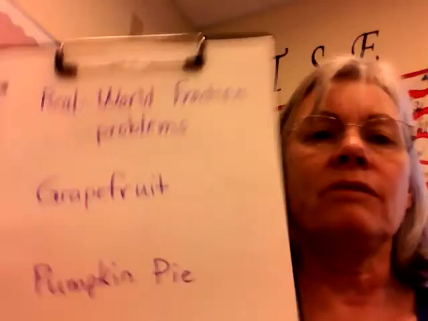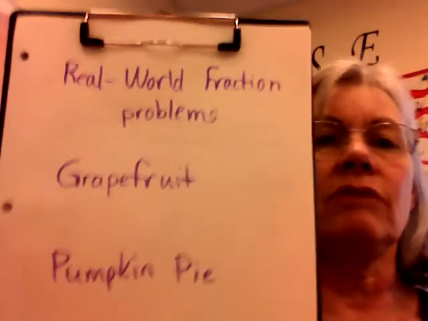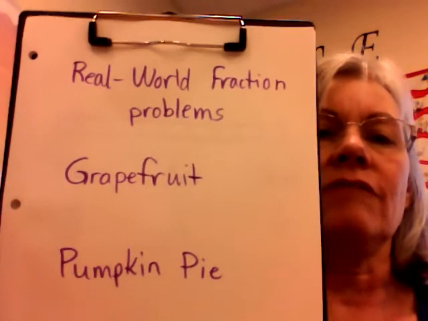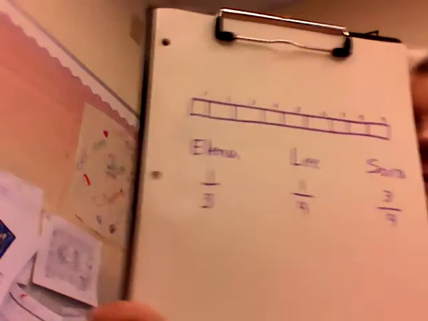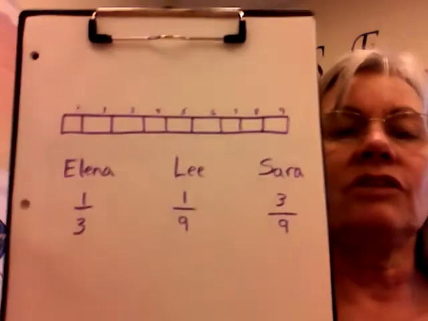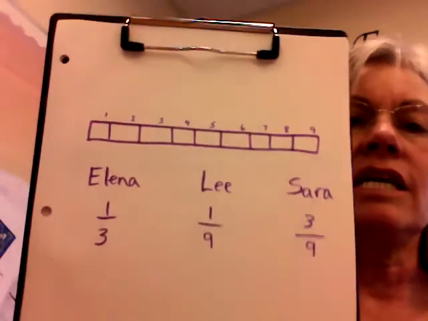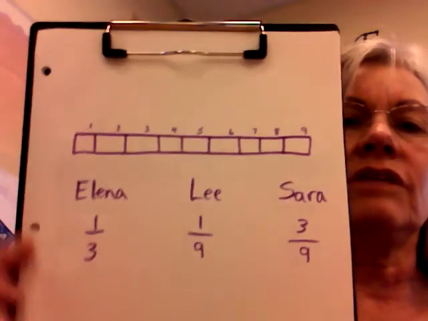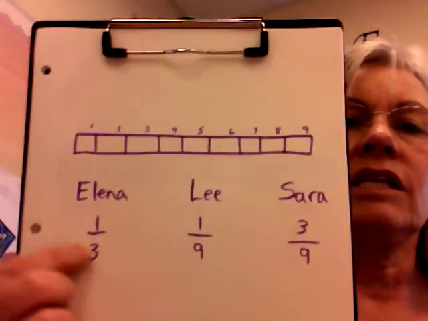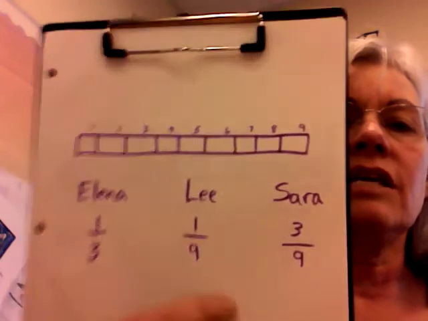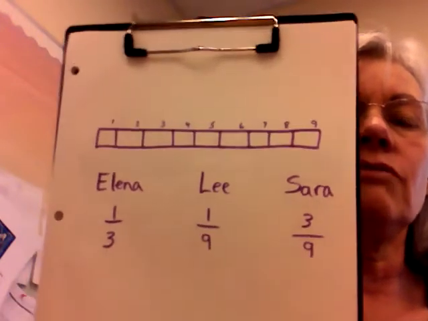The first problem is going to be about children sharing a grapefruit. And then we'll talk about pumpkin pie. Hopefully it doesn't make you too hungry, and we will have a great time with these. We're going to talk about Elena and Lee and Sarah. They're sharing a grapefruit. Elena is going to eat 1/3 of the grapefruit. Lee gets 1/9, and Sarah is having 3/9.